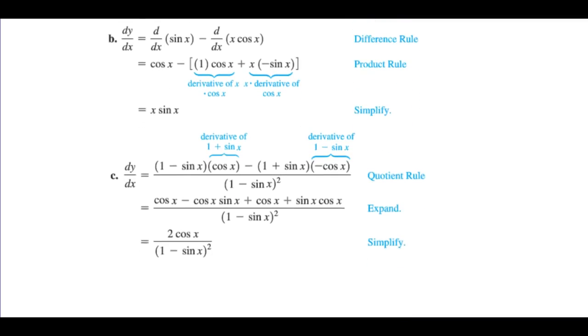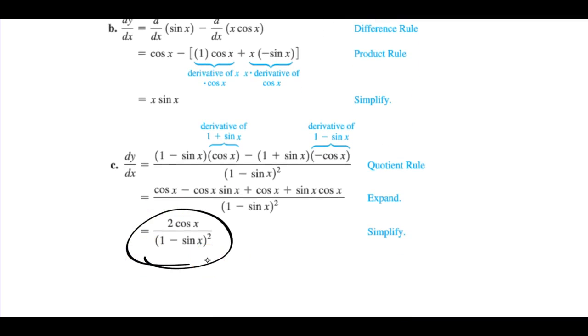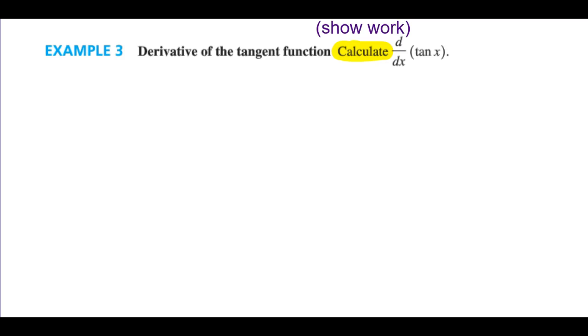Let's see what the author says here. Yeah, 2 cosine x over 1 minus sine squared x. So we don't know yet the derivative of tangent, so I'll work it out. I know that tangent can be defined as sine x over cosine x. So I'll do low d high because it says show the work. And we don't know the derivative yet, so we can't use the derivative of tangent. I'll do it low d high, the derivative of sine.